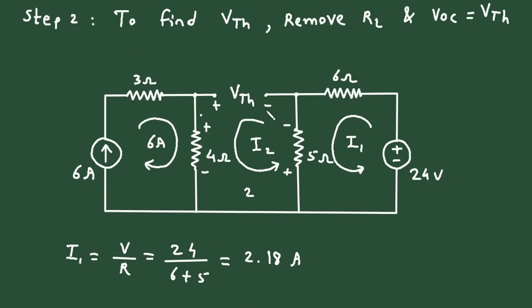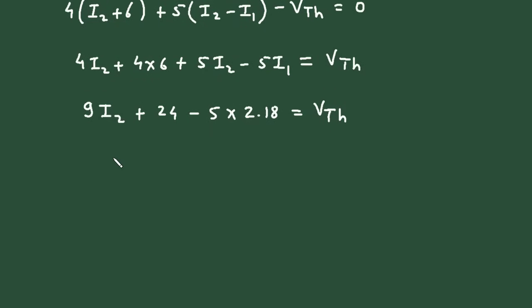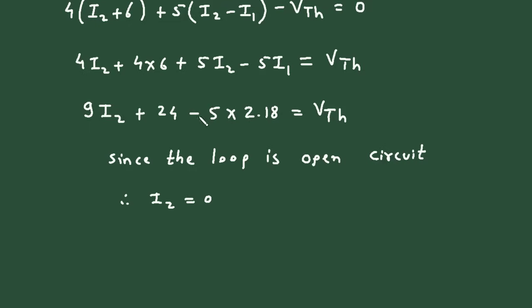Now here we can see this circuit is open circuited. So this I2 value will be 0. So here we can substitute, since the loop is open circuit, therefore I2 is equal to 0. Now this will be 24 minus 5 into 2.18 is equal to VTH.